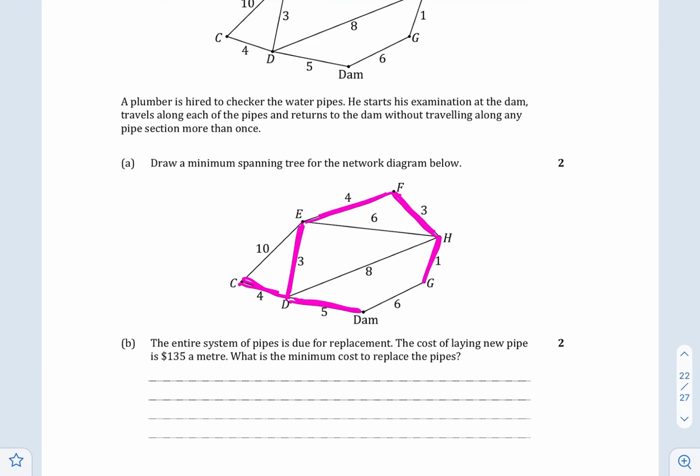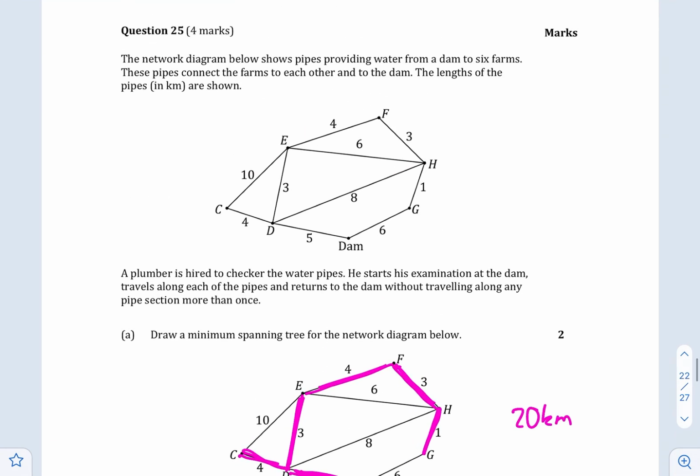Now, we can check that we've got a minimum spanning tree, or at least a spanning tree, if we count the number of vertices. We've got 1, 2, 3, 4, 5, 6, 7, and we should have one less line. We've got 1, 2, 3, 4, 5, 6. So 6 lines, 7 vertices. We're looking good. Now notice it says draw a minimum spanning tree. We don't need to add it up, but if we did, that one should be 20 kilometers.